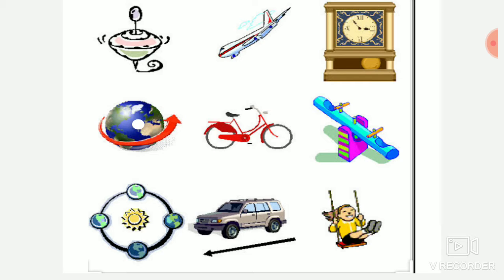Bicycle is there, to and fro swing, that is also a type of motion. Up, down, when it's moving up, position is changed, coming down, position is changed, and during that particular motion, it takes some time. So this is also a motion.